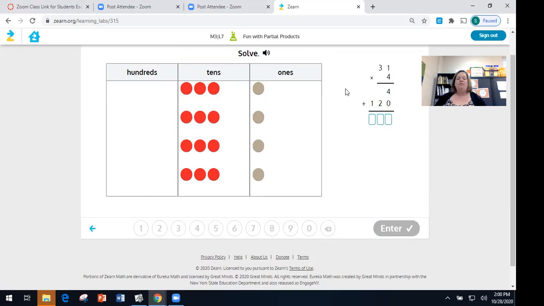So now we solve. Let's just add. 4 plus 0 is 4. 4 ones. And 12 tens is 120, so 124.